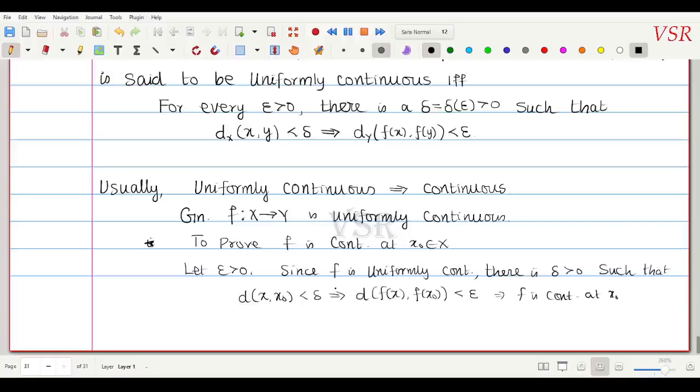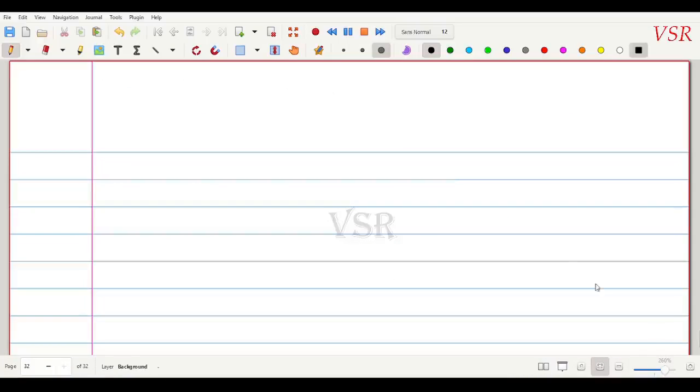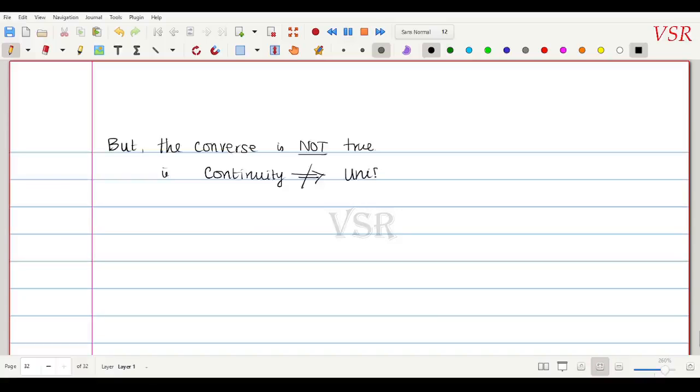So uniformly continuous functions are all continuous, but the converse is not true. That is, continuous does not imply uniformly continuous. The converse is not true. That is, continuity does not imply uniform continuity.